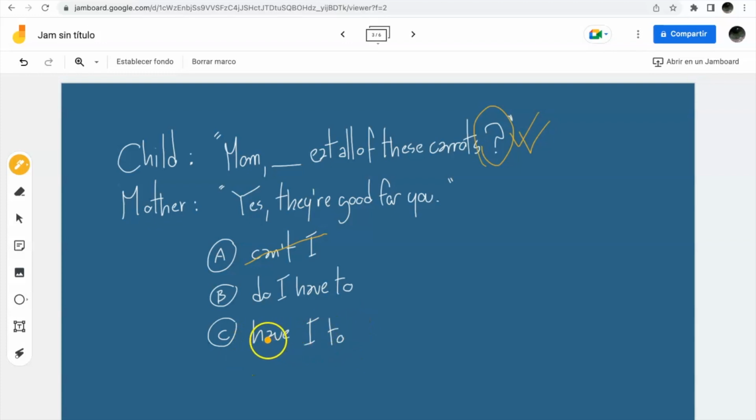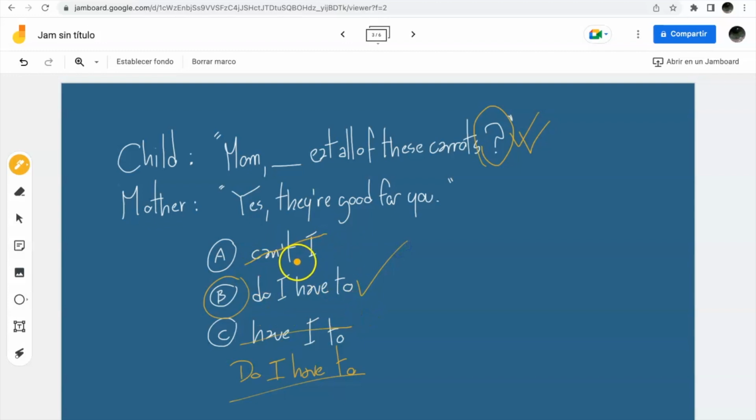Okay. First of all, it's a question. Have can't go with a formal question. In this case, you actually need a do. Do I have to? Right? That's a correct order. So this is not the alternative. It is actually B. Do I have to?